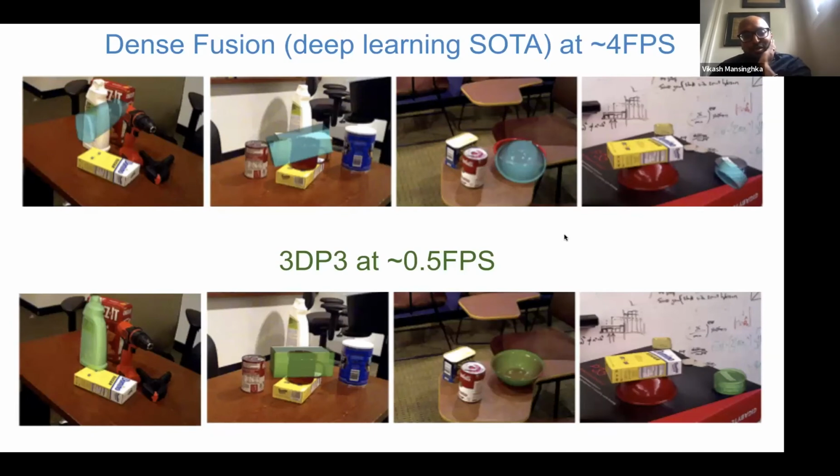I'll just briefly try to give you a sense of where we've gotten and what problems still remain. So the good news is that it's possible to do this. It's possible to do this in about half a frame per second. So I'm showing results from 3DP3 on the bottom and results from DenseFusion, a state-of-the-art deep learning system, on the top. Now, these results are designed to highlight some of the failure modes of DenseFusion. I'll show quantitative results in a minute.